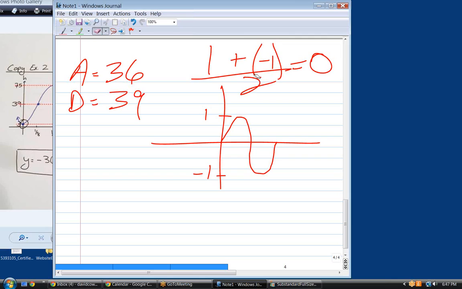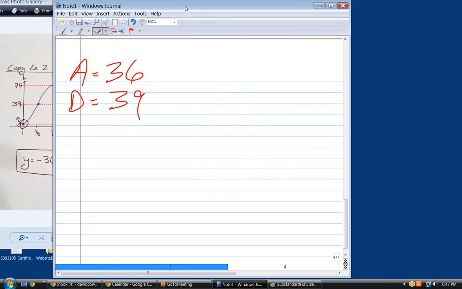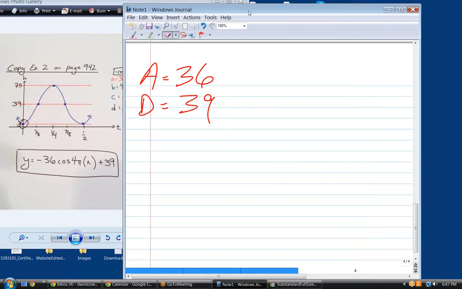So if you forget how to come up with A or D, just know that to come up with A, you take that point minus that point, divide by 2. To come up with D, you take that point plus that point, divide by 2. Okay? So A and D are easy to come up with. Let's come up with C next. No, let's come up with B.